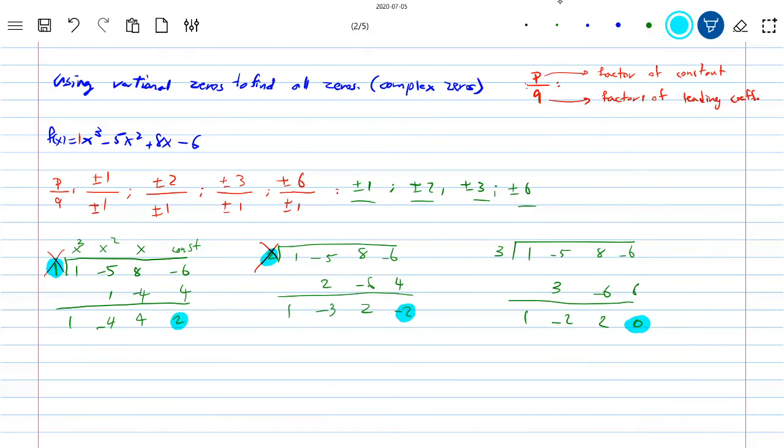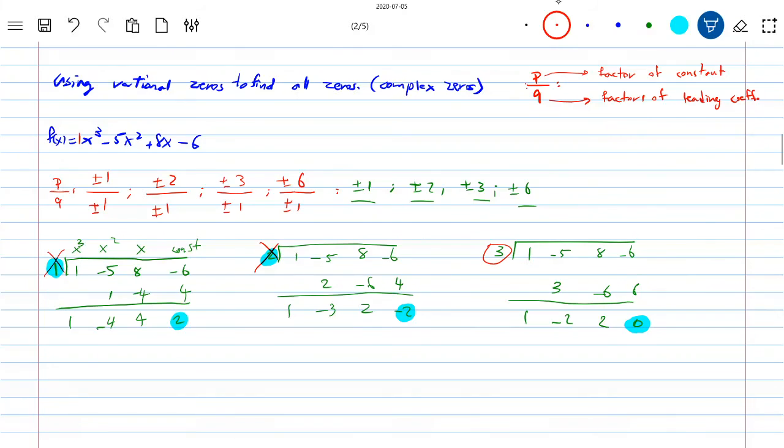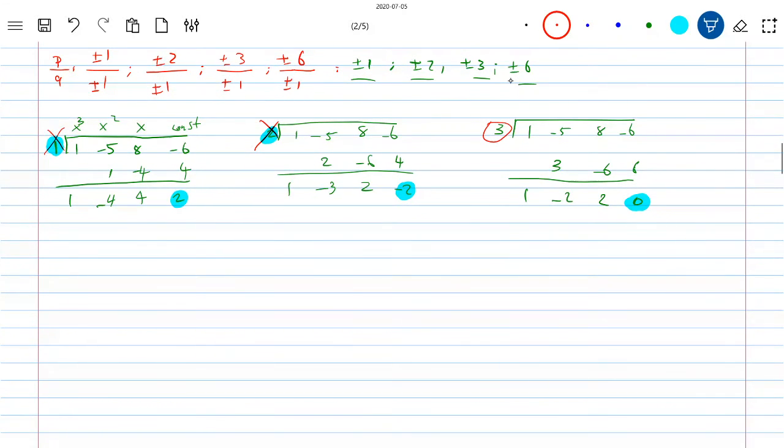That means 0 remainder, which means 3 actually is a 0 of the polynomial. So this is a 0 of the polynomial. If you replace 3 into the f, what you get is 0 as the result. So what can I do? Because I'm looking for all the zeros of the polynomial.